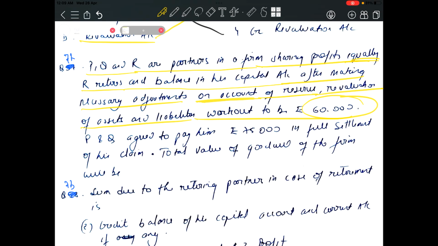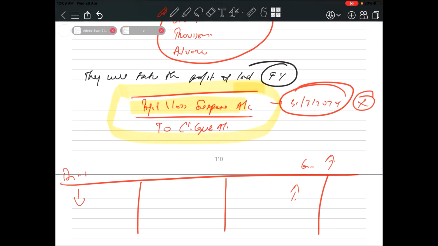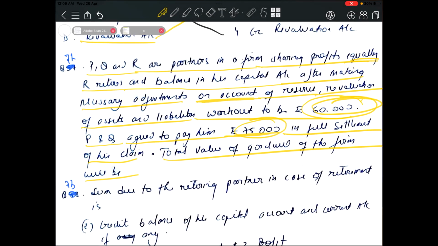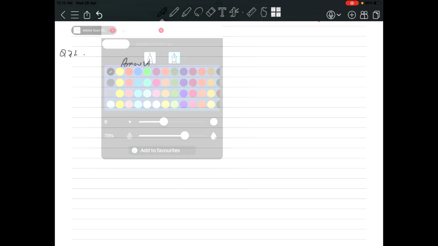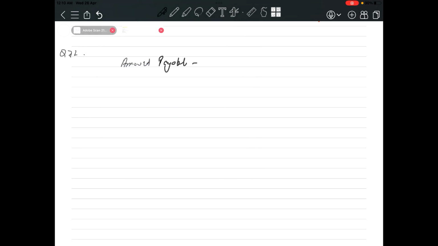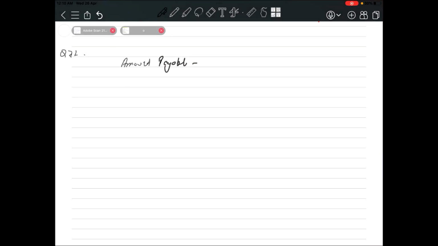Now what is the question saying? Further, P and Q agreed to pay him 75,000. The amount payable was 60,000, but P and Q paid him 75,000 in full settlement of his claim. Now we have to find out the total value of goodwill of the firm. What was the amount payable? 60,000. Amount payable is 60,000.